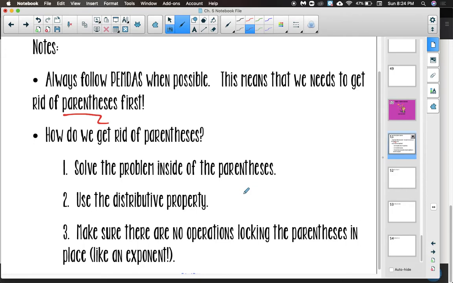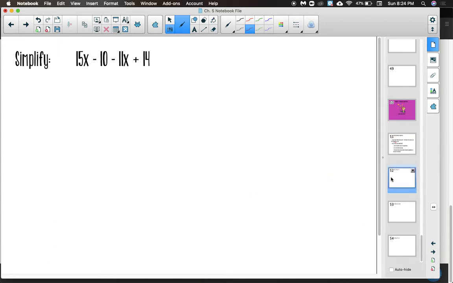Third note here, make sure that there are no operations locking in the parentheses. So like an exponent or even a number outside the parentheses that has to be multiplied into it. So make sure that when you get rid of those parentheses, they are truly, truly able to be dropped without creating any problems. Okay, so let's take a look at a couple examples here.